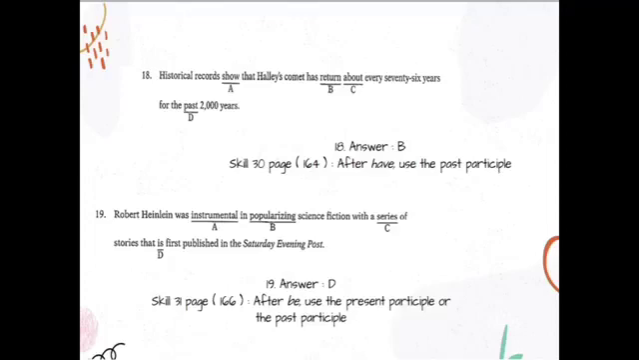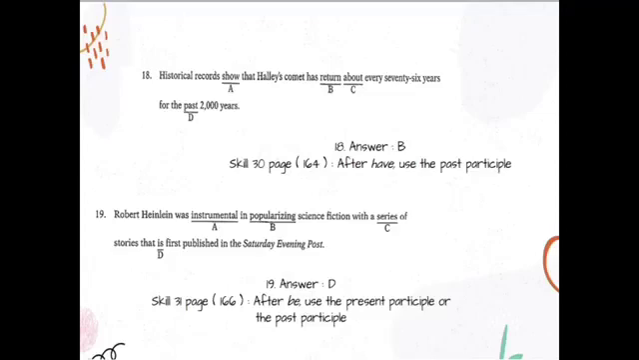For 18, the correct answer is returned with ed. Why? Because from skill 30, page 164, after have, use the past participle. In the test above, we can see the verb have in any of its forms, like has, have, having, or had, and the verb form that follows it is in past participle form. And the right answer is returned with ed, or verb 3, not return, because return is the base form.